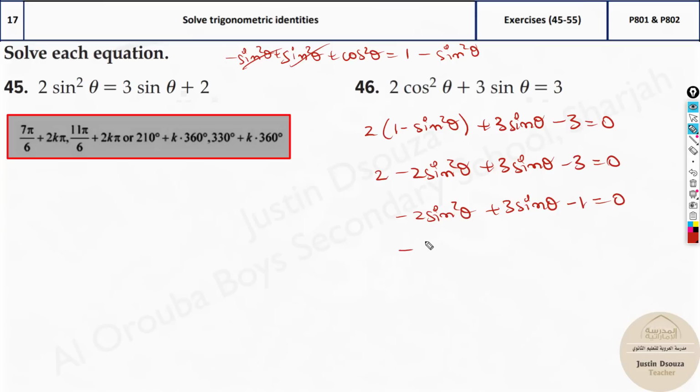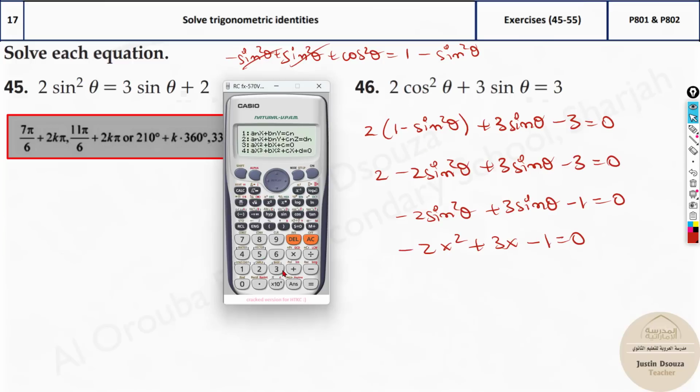Now just like what we did in the last problem, we can write this in terms of x. It'll be in terms of x, not in terms of sine. So it'll be minus 2x squared plus 3x minus 1 equals 0. Use your calculator to solve this quadratic equation. Here we have mod 5 and 3, minus 2, plus 3 and minus 1. The answers are 1 and positive half this time. So x is equal to 1 and x is equal to half.